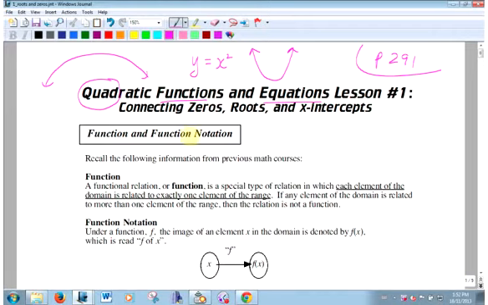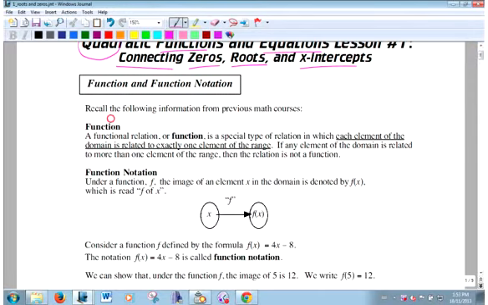So, functions, equations, guys, zeros, roots, x-intercepts, let's connect them. Okay, so quickly let's kind of skim over this kind of stuff.